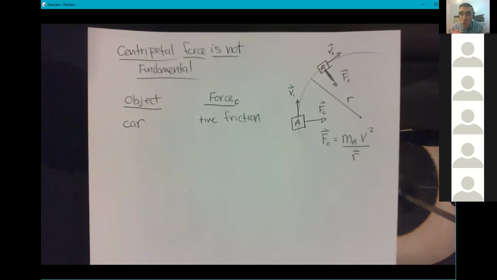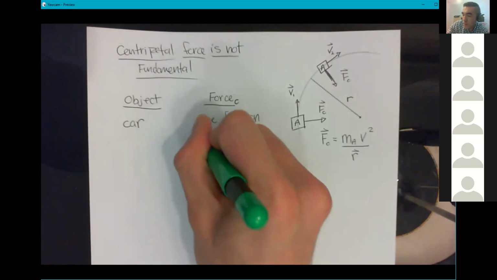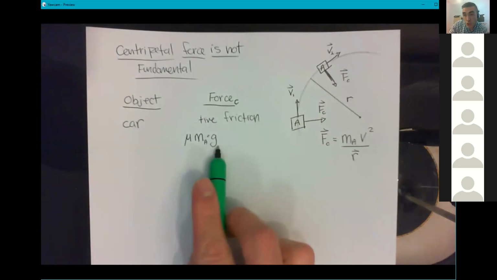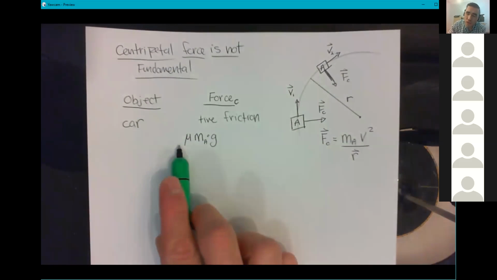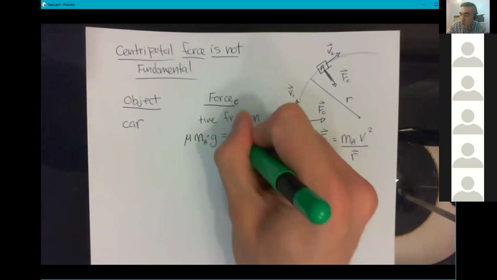So if you were going to do a setup or some kind of solution, your tire's friction is literally equal to your centripetal force. It'll be the mass of the car multiplied by gravity, multiplied by mu. This is just the force due to friction of a tire, assuming you're on a flat surface. This is going to be equal to your centripetal force.